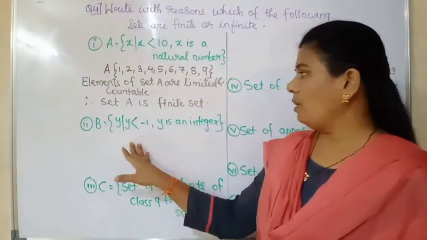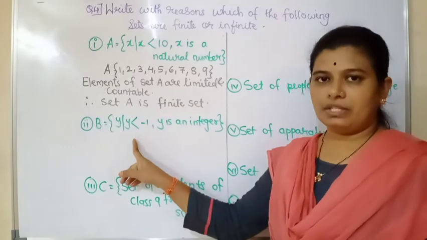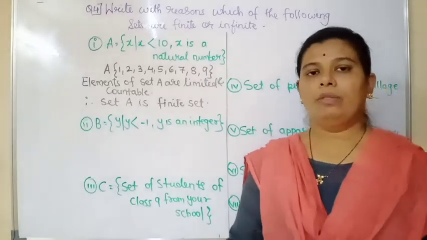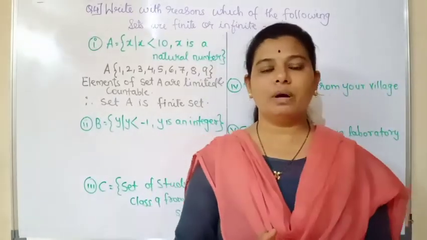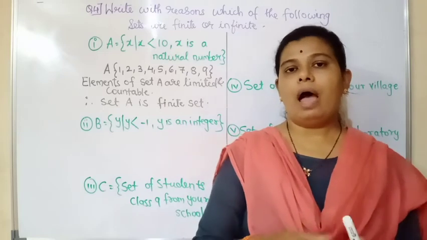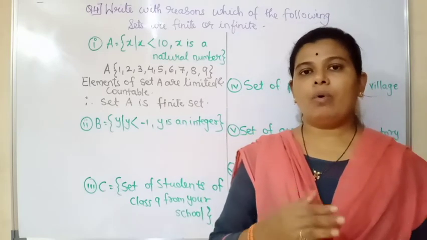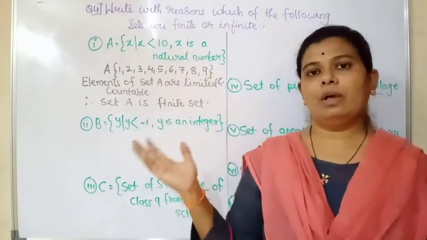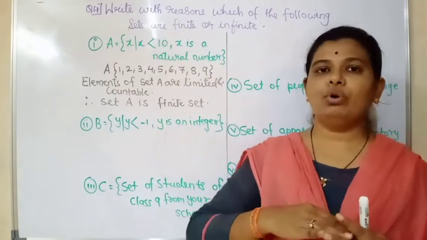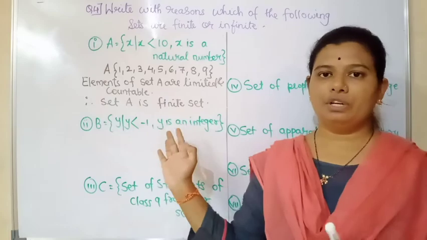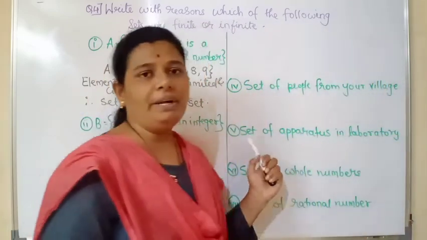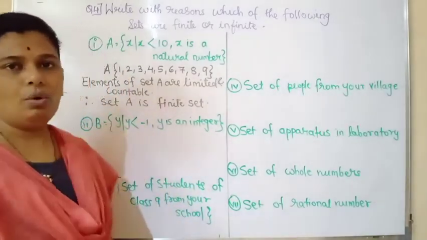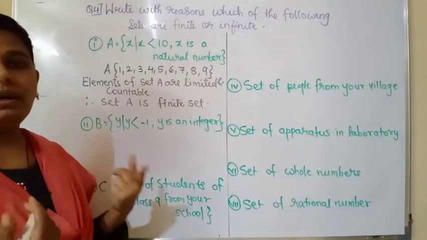See the second set now. B is a set of y such that y is less than -1 and y is an integer. Now in this set we have to write those numbers which are less than -1 and those numbers are integers. Which are the numbers less than -1? -2, -3, -4, -5, -6. Many are there. Okay, from -2 all the numbers are integers. -2, -3, -4. So no limitation is given to us here. There are endless integers. Okay, so this set is an infinite set.